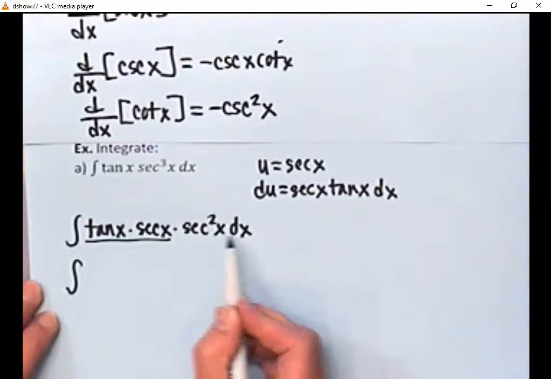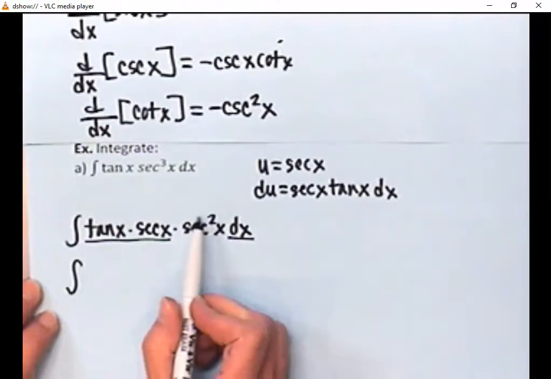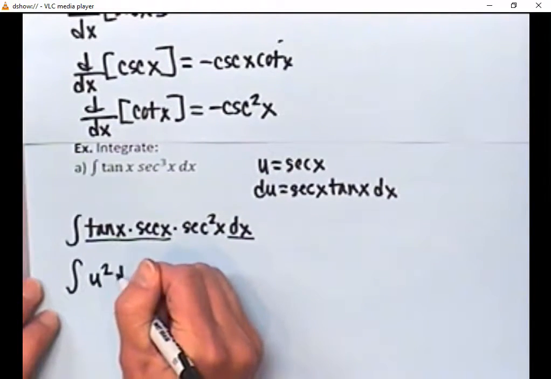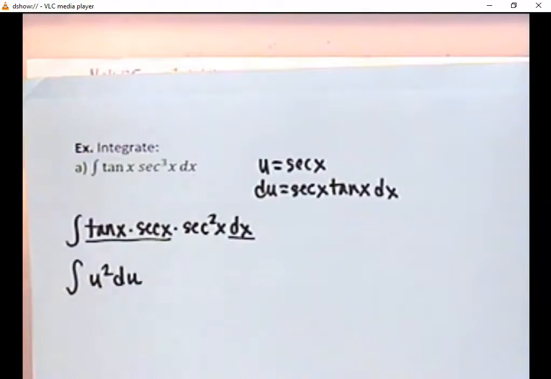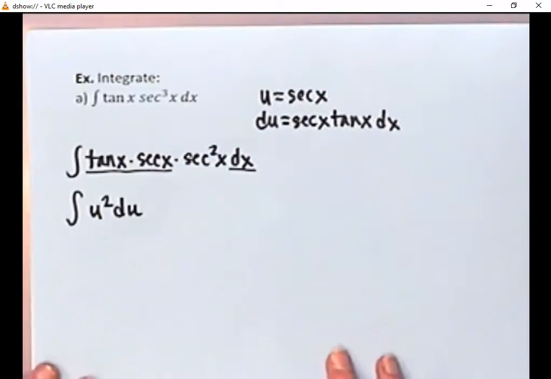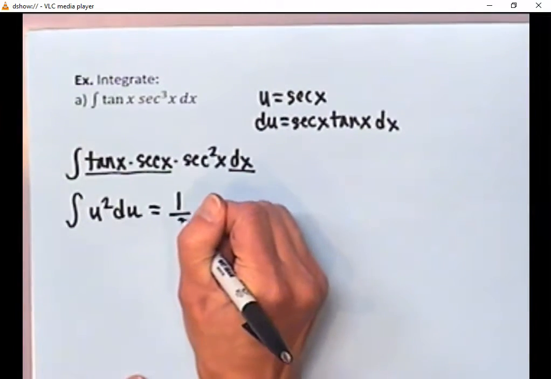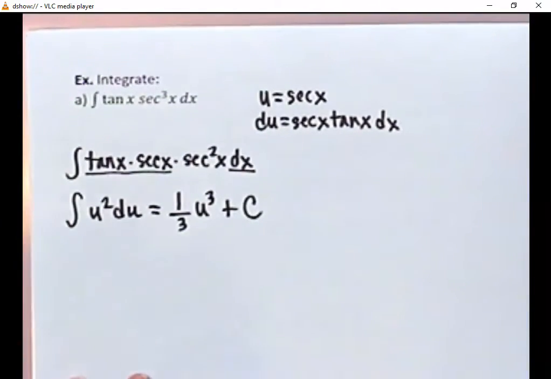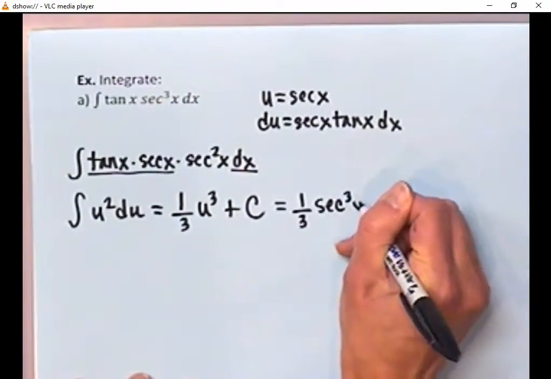So all of this that I've underlined becomes the du, right? That's all du. What do I replace this with? Secant squared. U squared, right? u squared du. So, can I integrate that? Yeah. How do you integrate u squared? Yeah, 1/3 u cubed, right? Or u cubed over 3. No problem. So once I put it in that form, not too bad to integrate. So then I put the u back in, I get 1/3 secant cubed of x plus c.